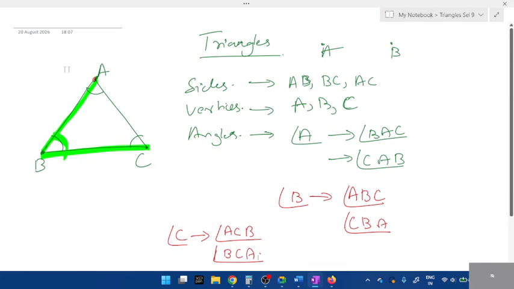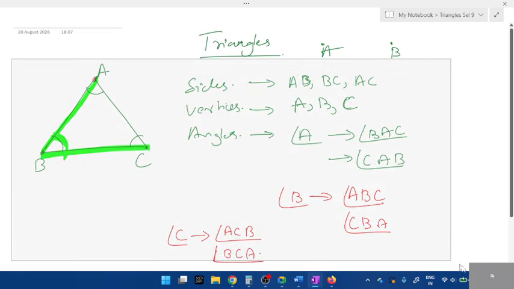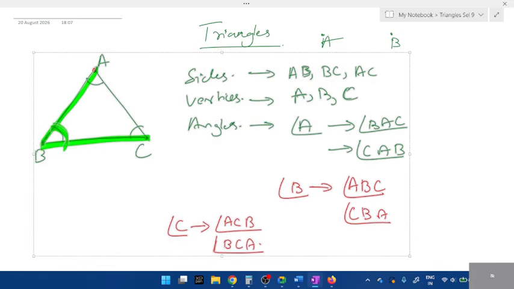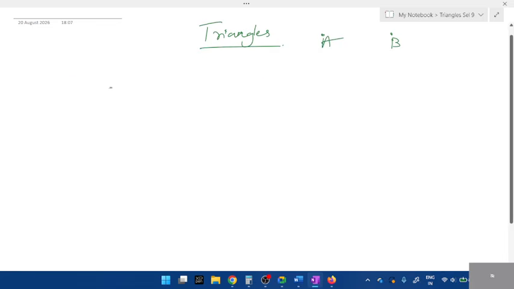Is it clear, students? Understood? Okay, so you don't have to write, just ignore. Remember the concept. Next, what is the relation between angle and sides? How is the data angle?